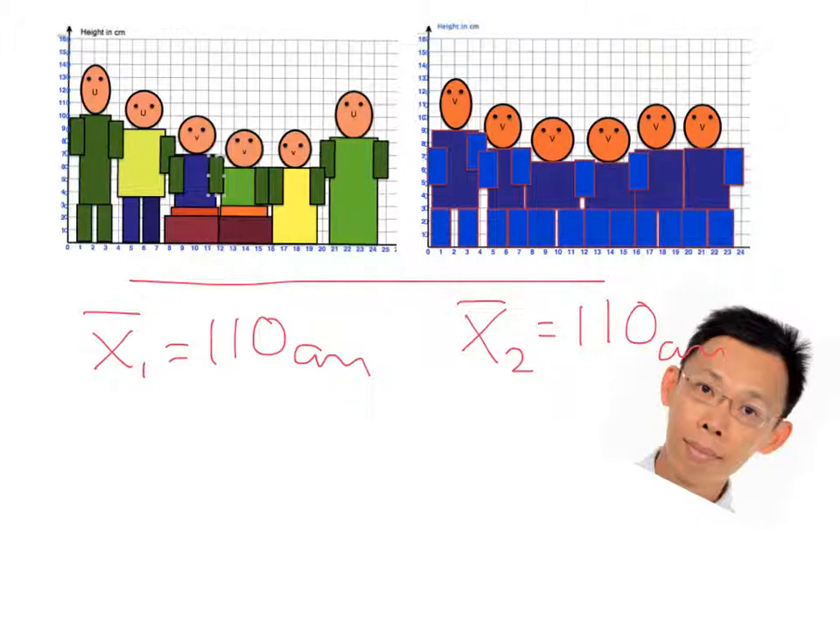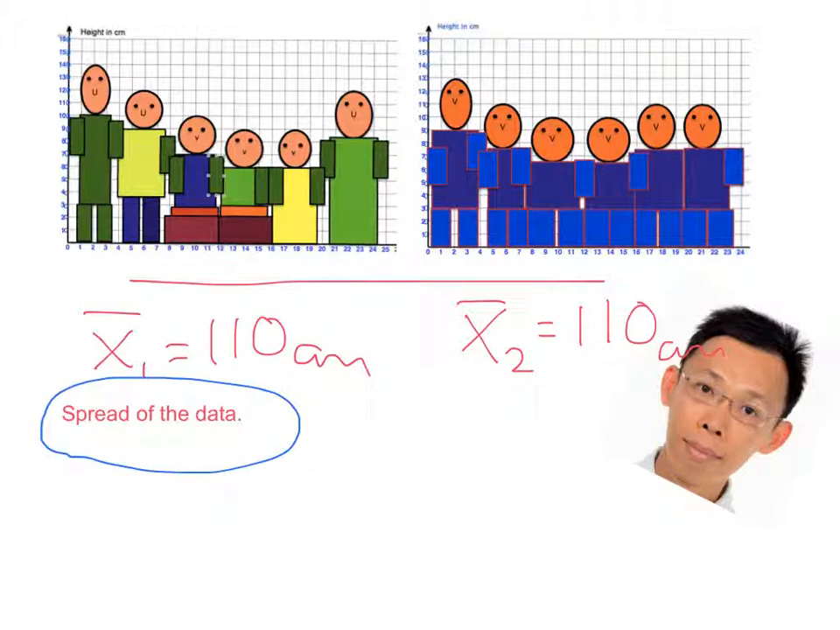Obviously, in this particular case, the mean is not the best statistic to represent the height for these two teams. It is obvious to the eye that the height for these two teams are actually different. Well, where is the difference? Well, the difference is in the spread of the data. So then the question is, how can we best measure the spread of the data?